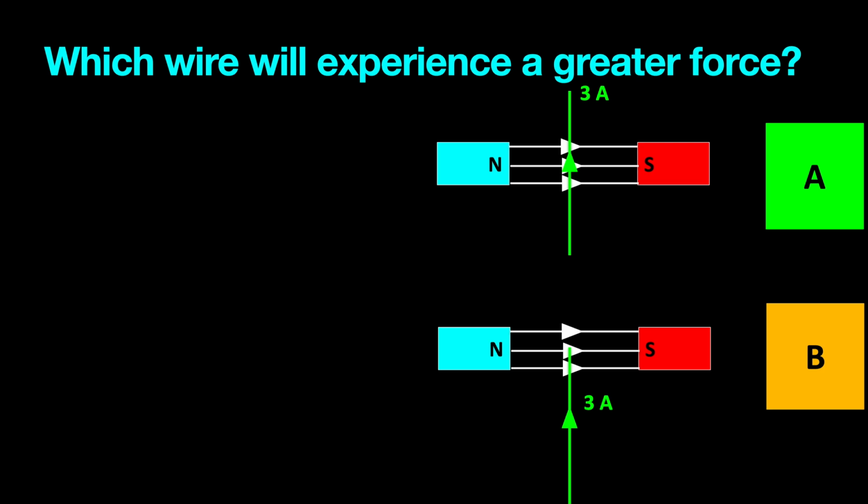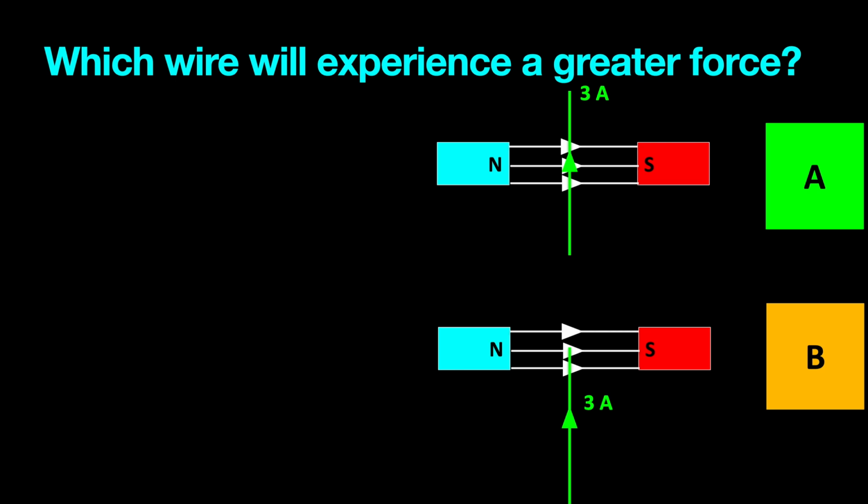In this case, which wire will experience a greater force? In diagram A, we have a current carrying wire passing through a magnetic field. However, in diagram B, our current carrying wire is only partially passing through this magnetic field. So which one experiences a greater force? Pause the video and think.